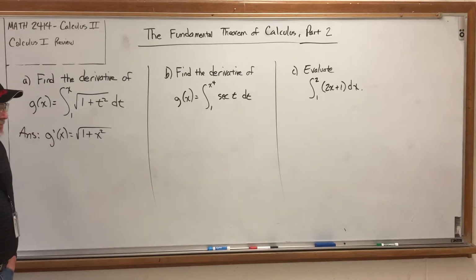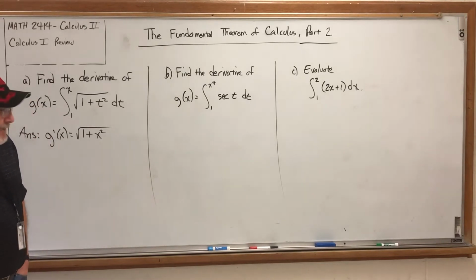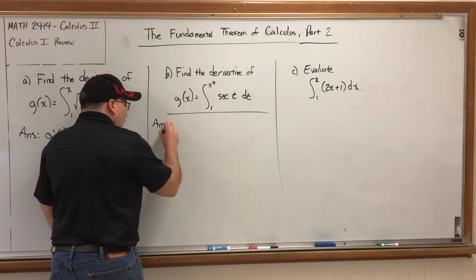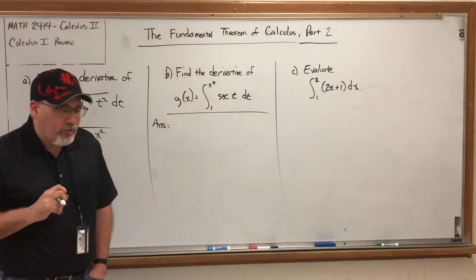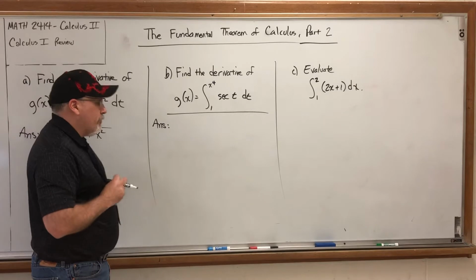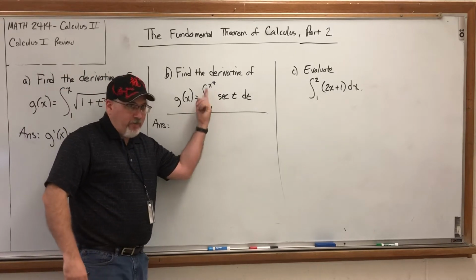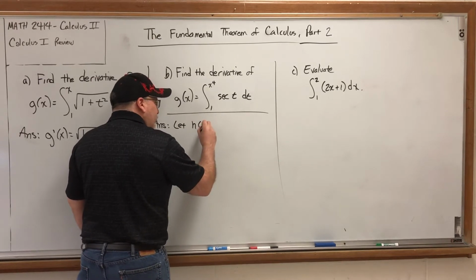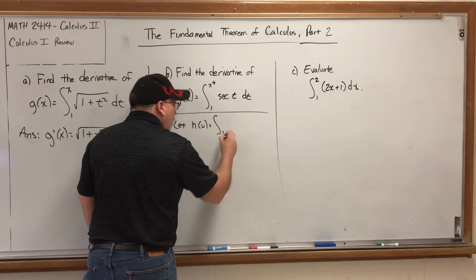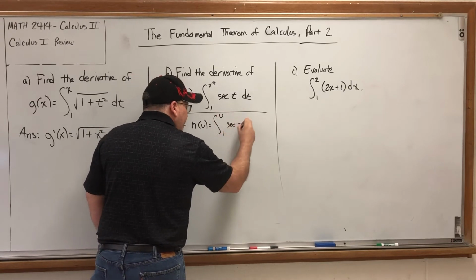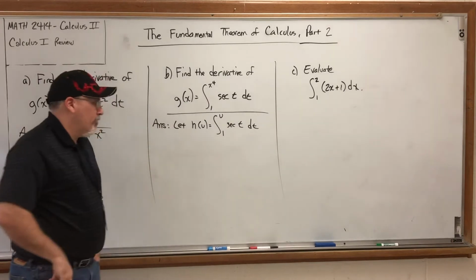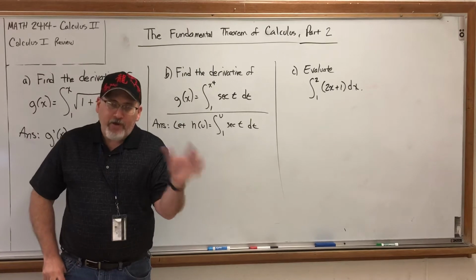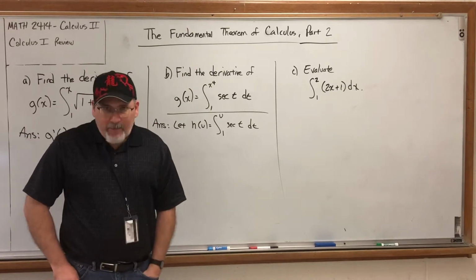And the answer is the chain rule. Now, wait a second, why is this a chain rule thing? Well, here's why. I'm going to develop how to do this, and then I'll just tell you the quick way at the end. In order to use the fundamental theorem of calculus, this has to be just a single letter. So we're going to define a new function. We'll call it h. But we're going to define h of u to be the integral from 1 to u of secant of t dt. So I kept the integrand the same, I kept the lower limit the same, but I'm just redefining a new function that has a single variable in the upper limit because that's what the fundamental theorem of calculus can accommodate.